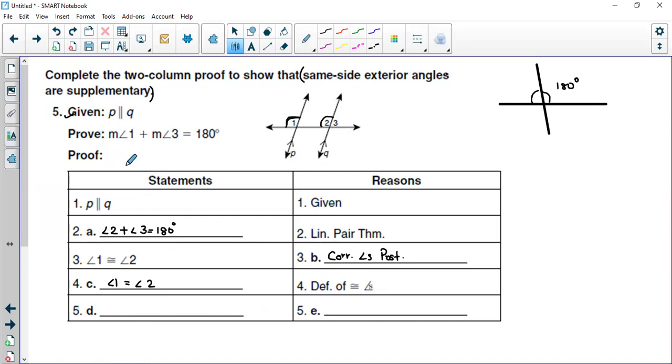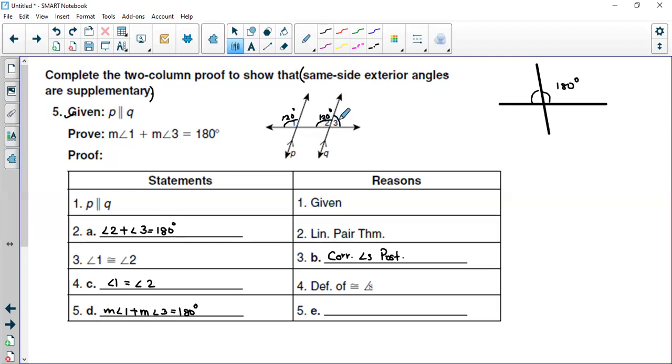What are we going to prove? We have to prove that the measure of angle 1 plus the measure of angle 3 is equal to 180 degrees. Now, how do we know that they both add up to 180 degrees? We know if angle 1 is equal to angle 2, then the remaining part is going to be for angle 3. Let me explain it in numbers for you. If this angle was 120 degrees, how much is this angle going to be? It's going to be 120 as well. How much is this angle going to measure?